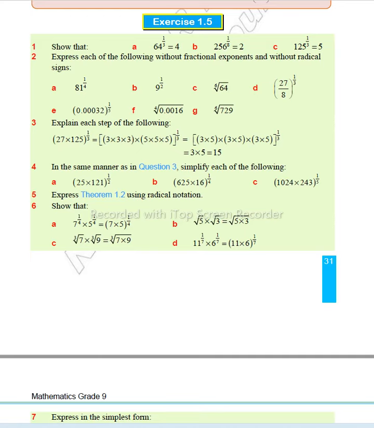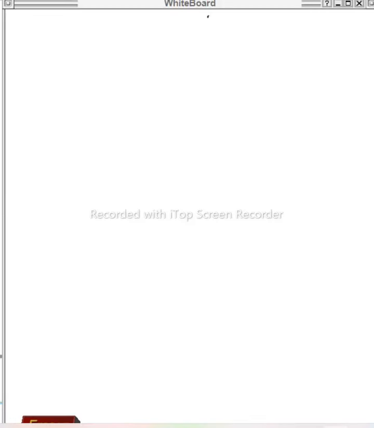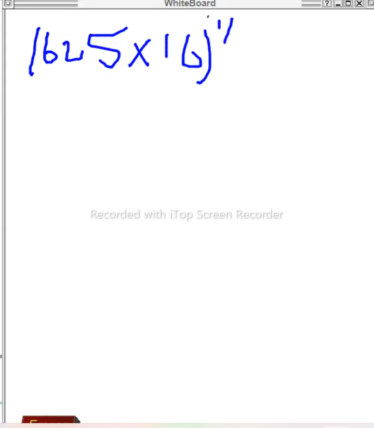The second question says 625 times 16 the power of 1 over 4. When we simplify this, let us see it again. The question says, in the bracket, 625 times 16, and the whole to the power of 1 over 4.